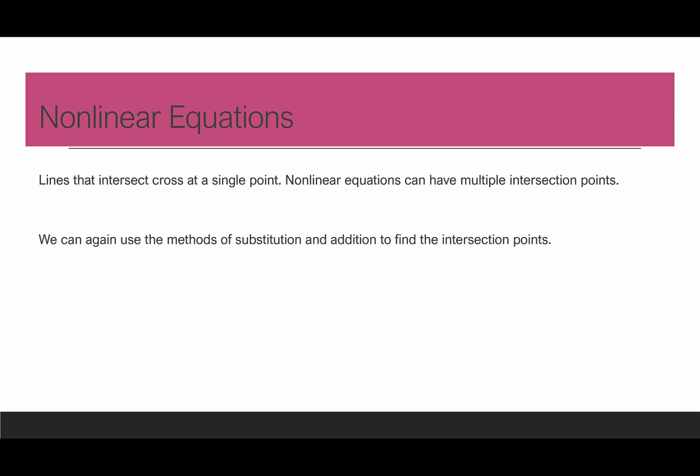When we were talking about lines, lines intersect at a single point as long as they intersect. But when we have nonlinear equations, we could have multiple intersection points, and it really is dependent on the kinds of nonlinear equations that we have. We still get to use our two methods of substitution and addition to find the intersection points. So it won't be a completely new process, it's just that the number of answers we're going to get isn't going to be the same every time.